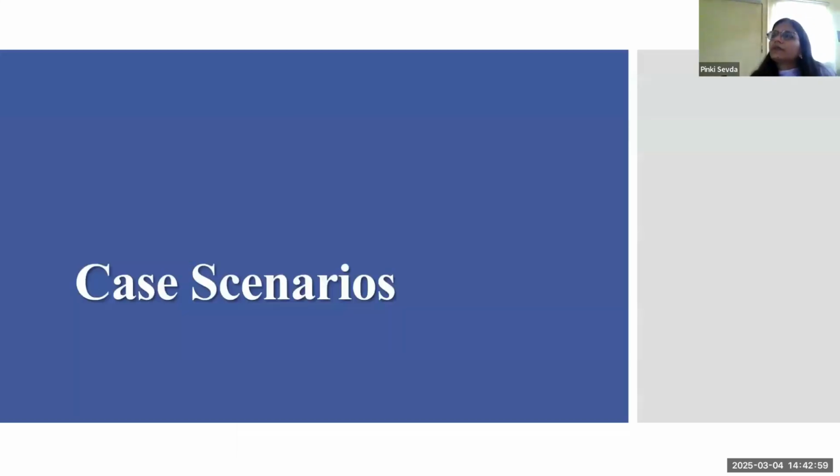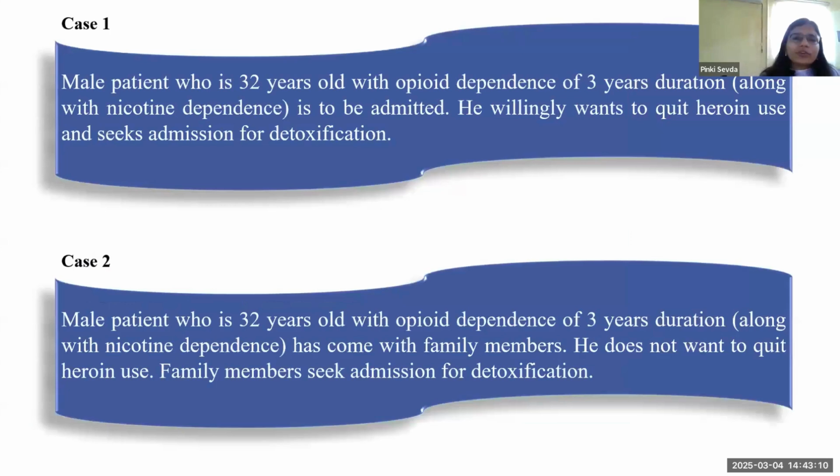Now we will discuss 7 case scenarios and what forms we will apply for admission and for discharge, and we will also discuss capacity assessment. So case 1: a 32-year-old male patient with opioid dependence of 3-year duration with nicotine dependence is to be admitted. He willingly wants to quit heroin use and seeks admission for detoxification. Case 2 is the same, but the patient does not want to quit heroin use. Family members seek admission for detoxification.